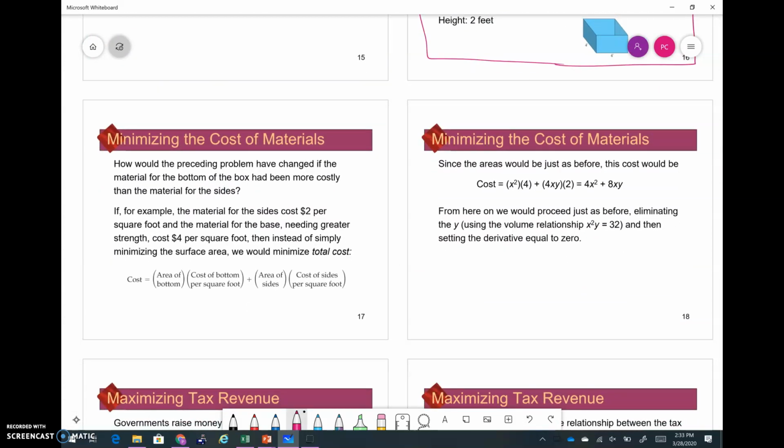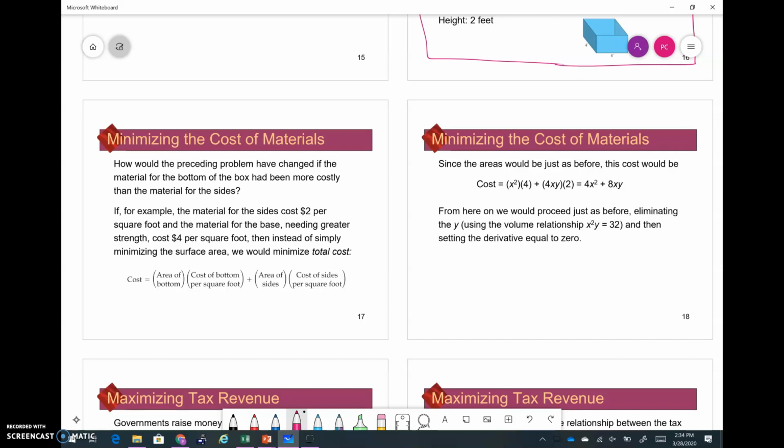All right, so how would the preceding problem have changed if the material for the bottom of the box had been more costly than the material for the sides? So, for example, if the material for the sides cost $2 per square foot, and the material for the base, needing greater strength, cost $4 per square foot. Then instead of simply minimizing the surface area, we would also have to minimize the total cost. And here's the equation that they come up with.